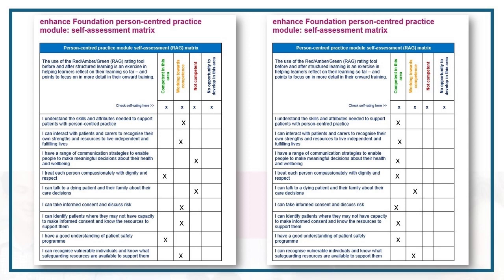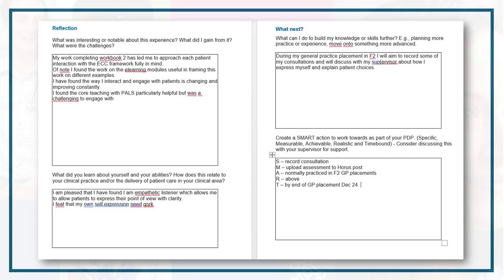In the next few slides, we've provided examples of well-filled in forms that would meet the criteria necessary to be signed off for a particular module. Firstly, here you could see the RAG rating form, and this shows that the trainee has simply ticked how confident they feel before completing the module and after.